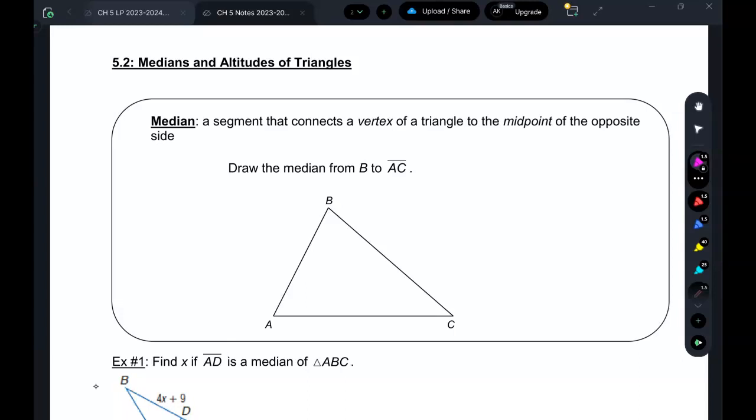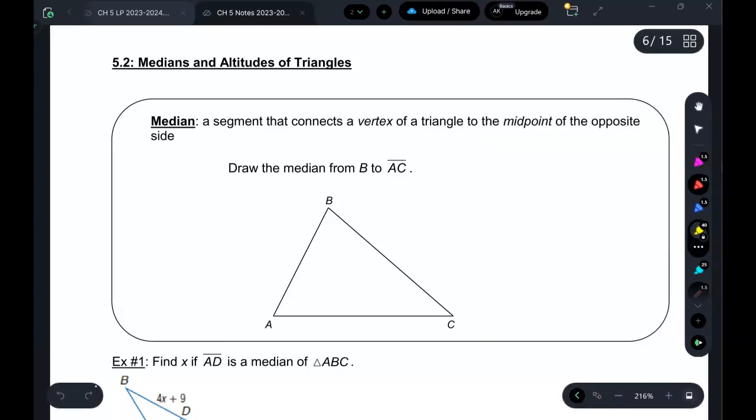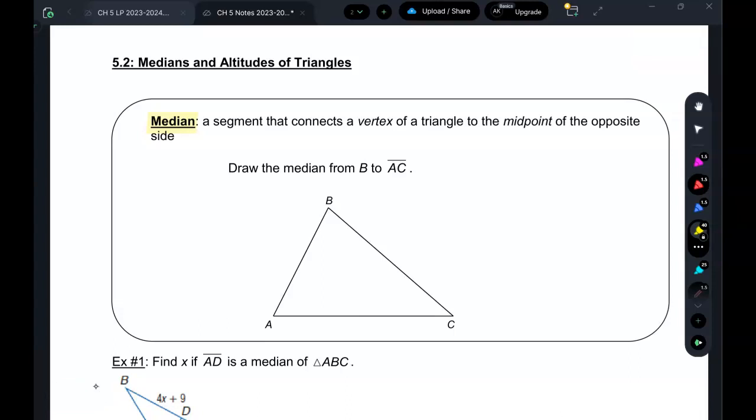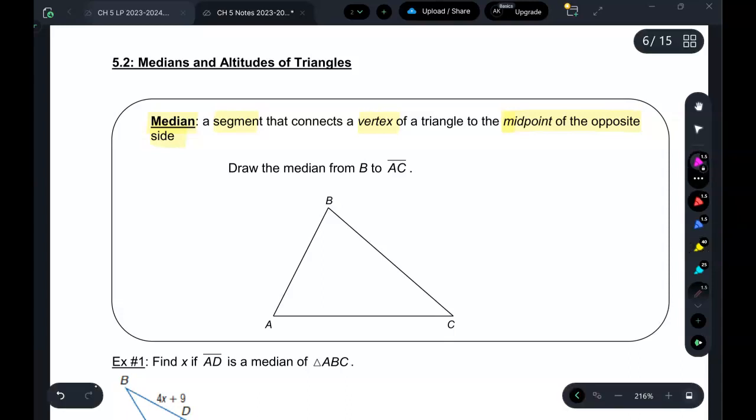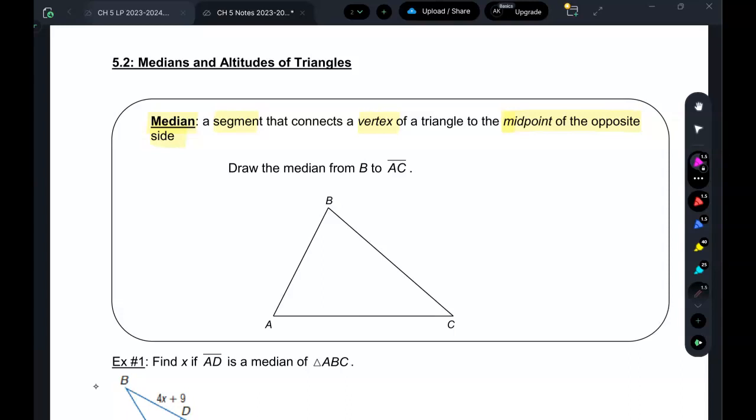All right, let's start with a median. A median, new definition. A median is a segment that connects the vertex to the midpoint of the opposite side. So we're going to draw the median from point B to AC. If it goes to the midpoint of the opposite side, look at AC. You don't have to measure, it doesn't have to be exact, but approximate where you think the midpoint would be.